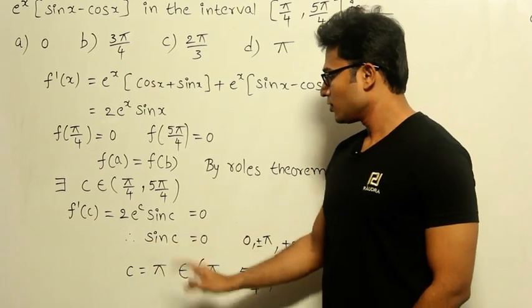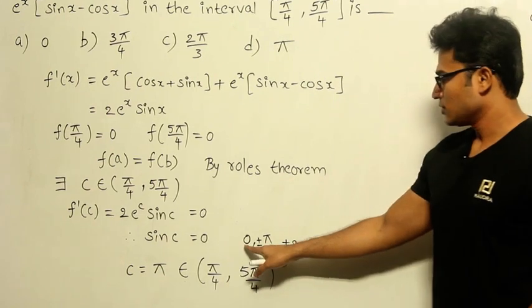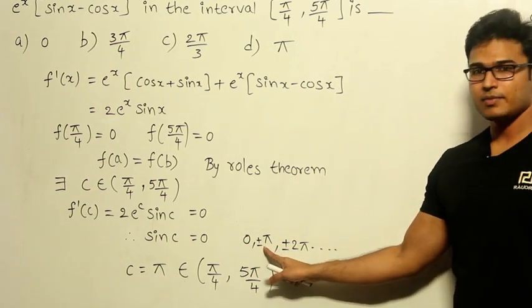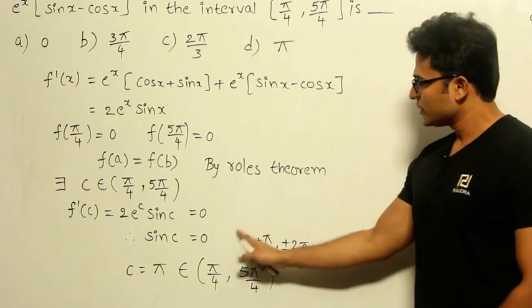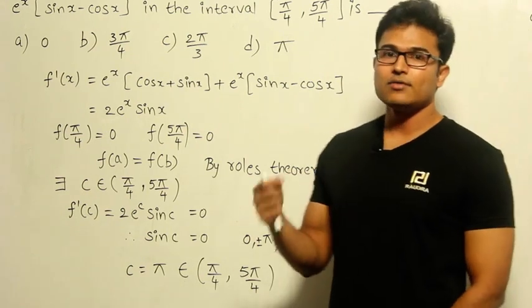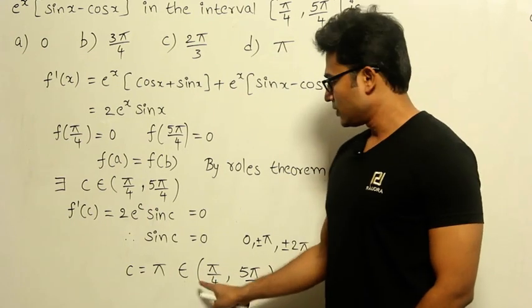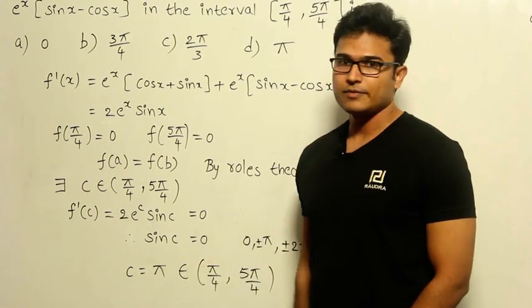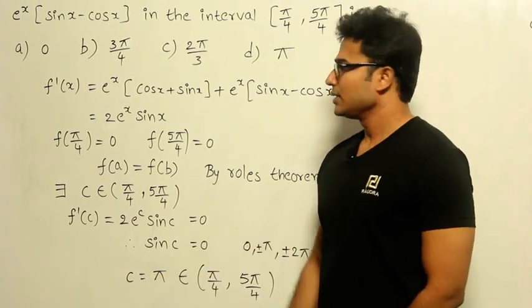Now when is sin c going to be 0? Only when c is going to be 0 or plus or minus pi or plus or minus 2 pi, and so on. Now out of all these values, we are interested in only the values which fall in the range pi by 4 and 5 pi by 4. Now in this range, if you see, there is only pi. Out of all these values, the only one is pi.